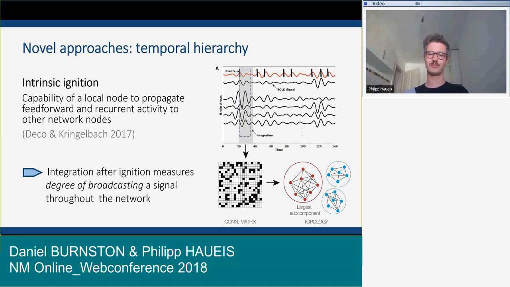The important part of why it's an intrinsic ignition event is that it can apply both to resting state data or task data, so it's more general. The idea is that the integration value measures the degree of broadcasting a signal throughout the network. So the higher the integration value, the higher the position of that area or that intrinsic ignition event within the hierarchy. That's a dynamic notion of hierarchy here, that's still based on this topological notion.